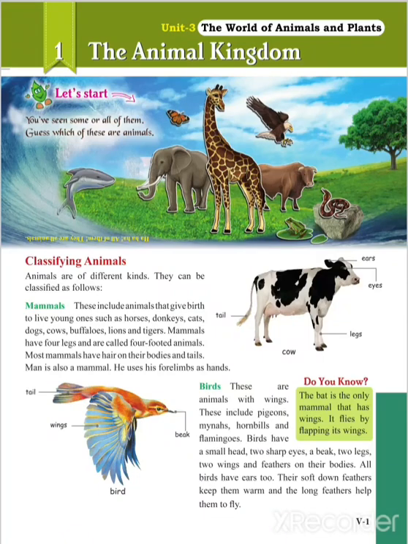Hello friends, today we are going to see the next lesson, that is animal kingdom. Now, animals are of different types. So they are classified in the following ways. They are mammals, birds, reptiles, amphibians, pisces, insects. These all are the animals which are in our environment.